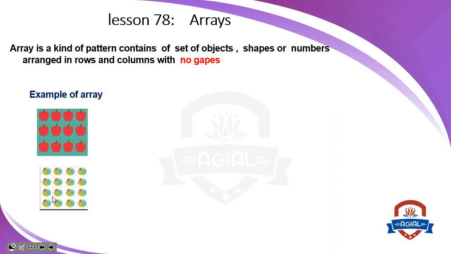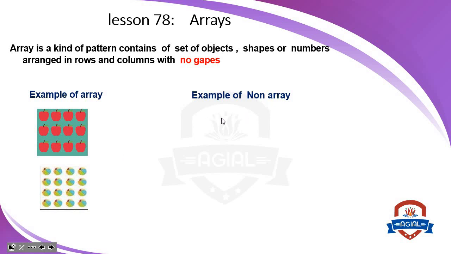Another example of an array. This array of poles consists of rows and columns. This is a row, this is a row, this is a row, this is a row. Okay? Rows again go across, and this is a column. Columns go up and down. So we have here 1, 2, 3, 4 rows and 1, 2, 3, 4 columns.